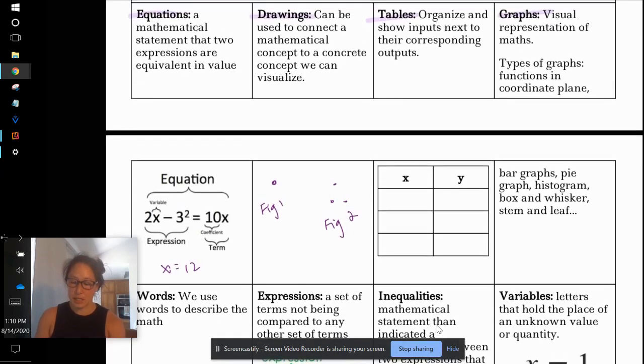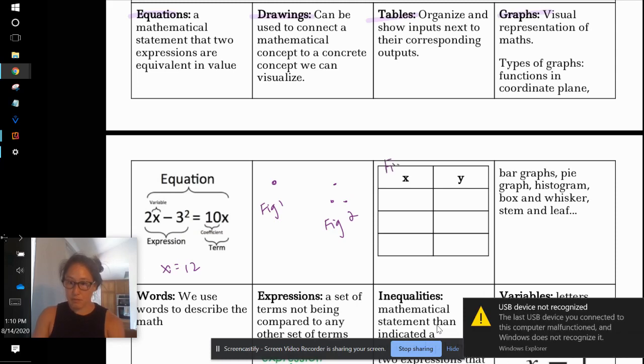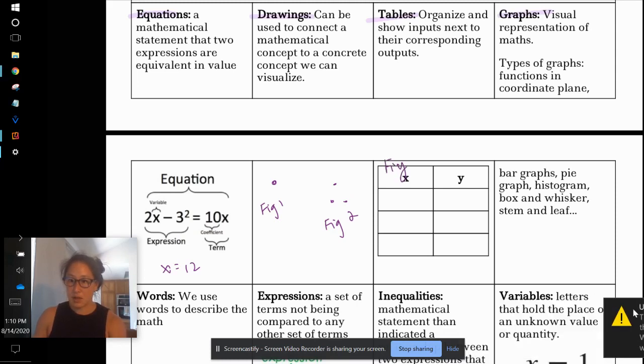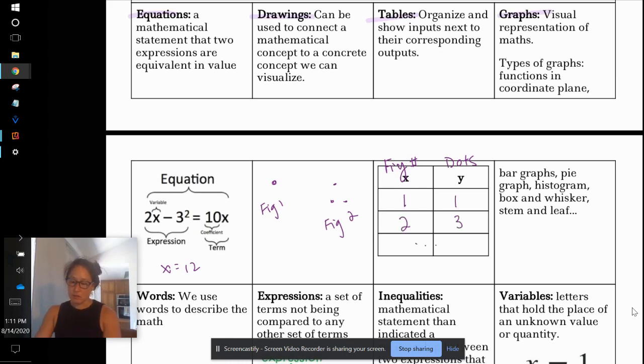A table is like an XY table. So figure number is the X and then the dots are the Y. So figure 1, there was 1 dot. In figure 2, there was 3 dots, and so on and so forth.